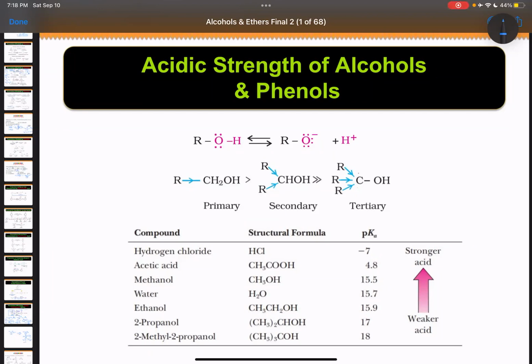Actually, not only for alcohol, for any other compound, whether you study carboxylic acid, aldehyde, ketone, suppose we talk about acidic strength, so what we do, we remove H plus. And what do you get after the removal of H plus? What is it known as? The thing which you get after the removal of H plus is known as the conjugate base.